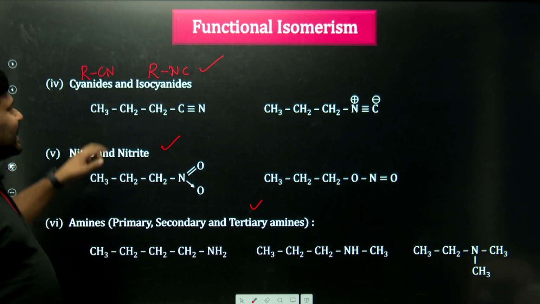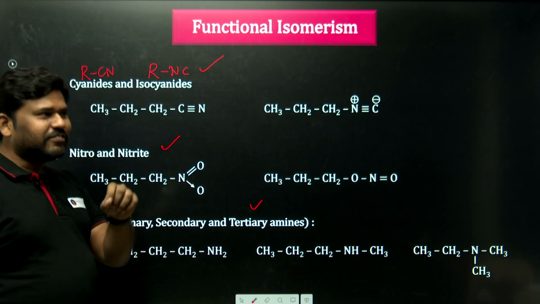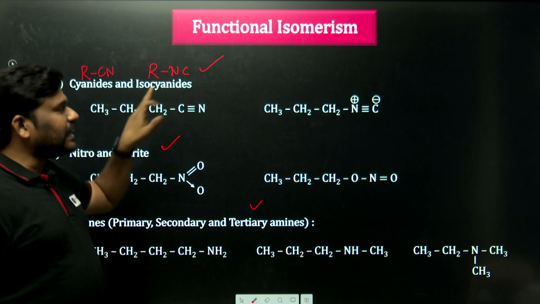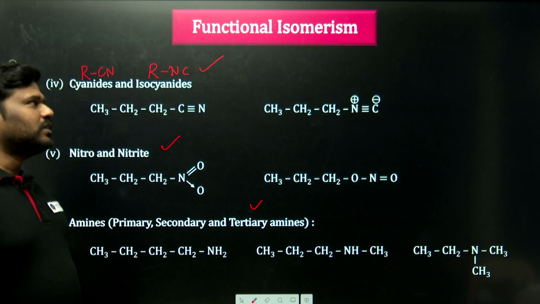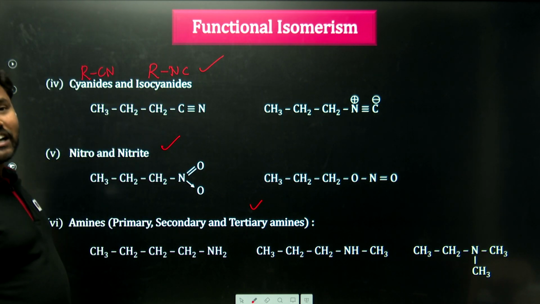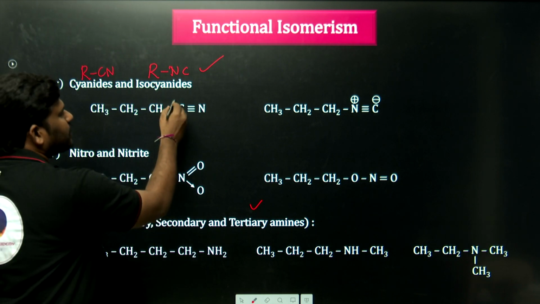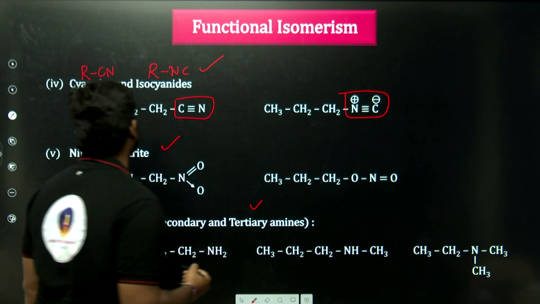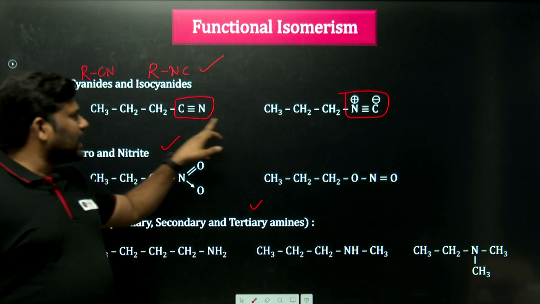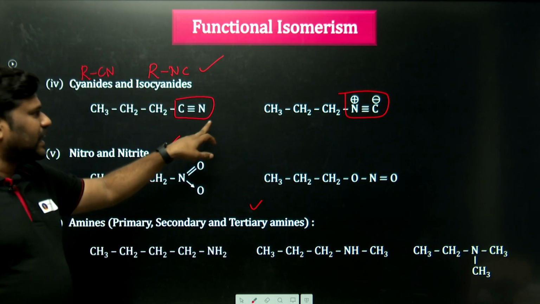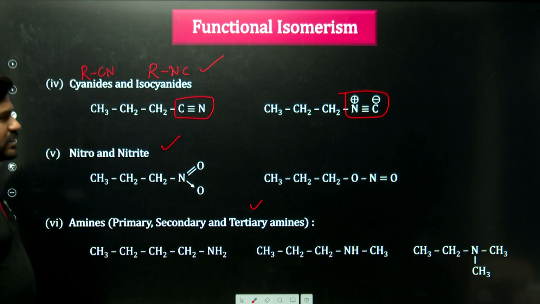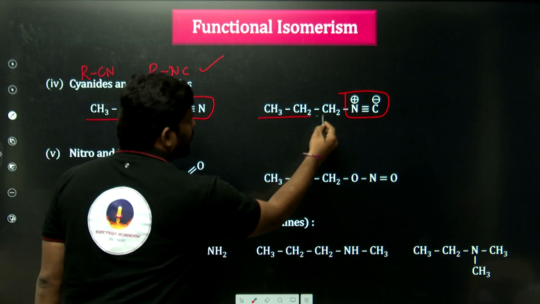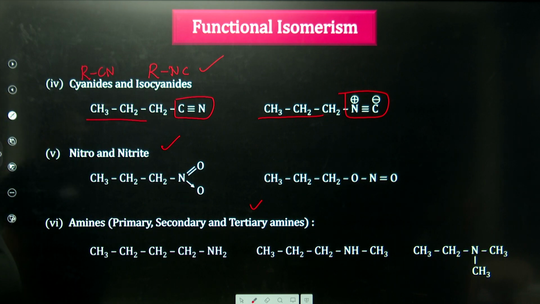Don't get confused. In word formation they will give you nitrile, and nitrile and carbylamine also. So these are also known as the functional isomers. See here, C triple bond N, RCN, cyanide, and RNC, the molecular formula is similar. With four carbons or 3 carbons, cyanide and isocyanide have the same structure and same molecular formula, but differ in functional group. These are called functional isomers.